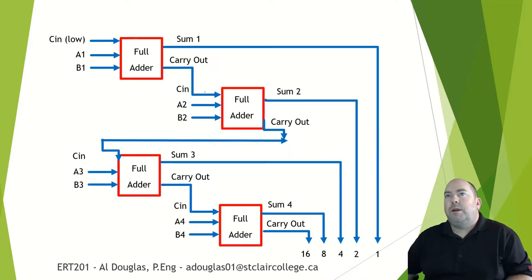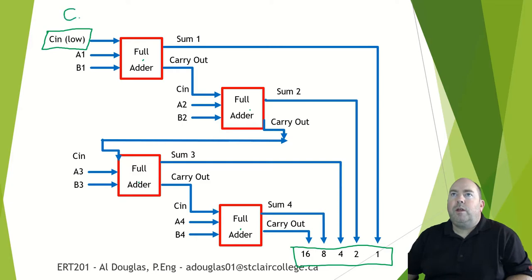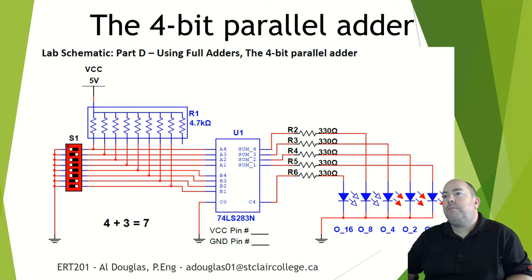So basically in block diagram, this is how we do that. So it's basically a full adder, another full adder, another full adder, and another full adder. And it's producing these 5 bits down here. For our purposes, this C0 is going to be low, so we are just going to tie that to 0 volts. So this is our circuit that we will do here.